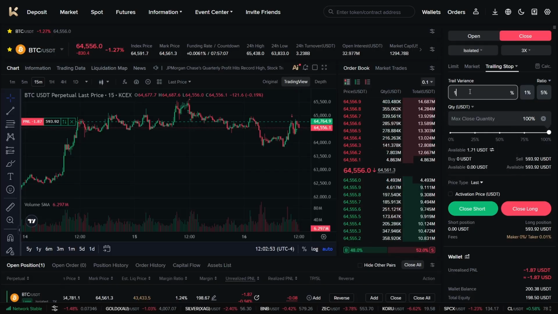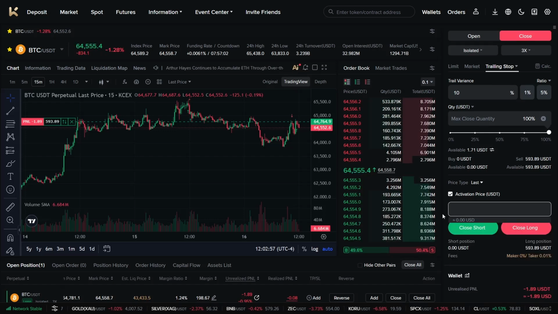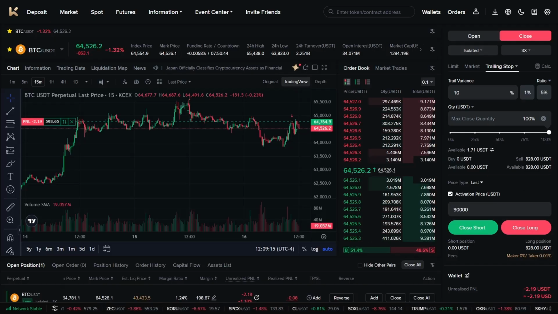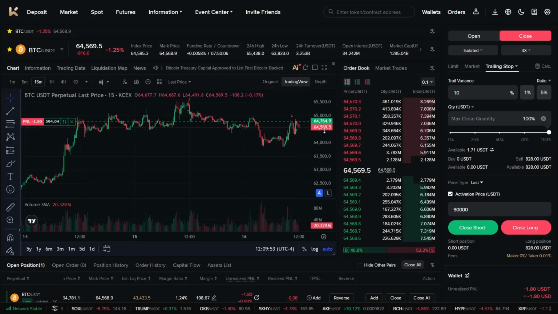Let's say we would set the trail variance to 10% and our activation price at 90,000 BTC. Once Bitcoin hits the 90,000 activation price, the trailing stop becomes active. With a 10% trail variance, the stop follows Bitcoin as it rises. If Bitcoin reaches 100,000 and then falls 10% to 90,000, the trailing stop triggers. If Bitcoin rises to 110,000 first, it would trigger after a 10% drop to 99,000. So we're going to go ahead and close our long and confirm the order.